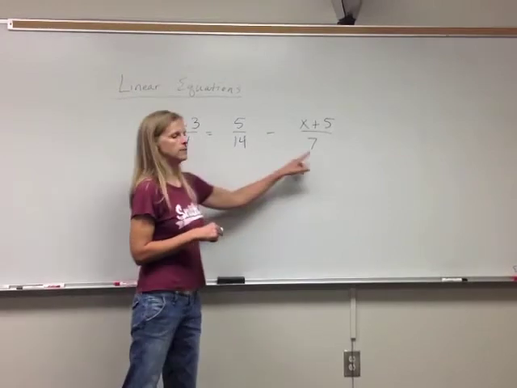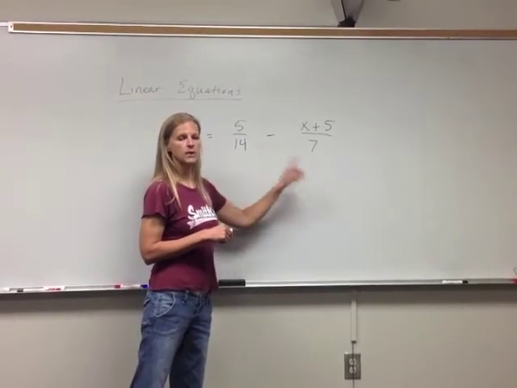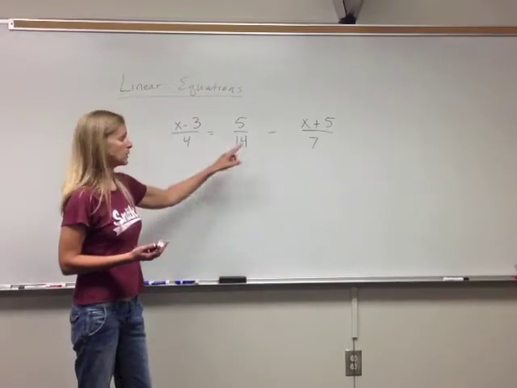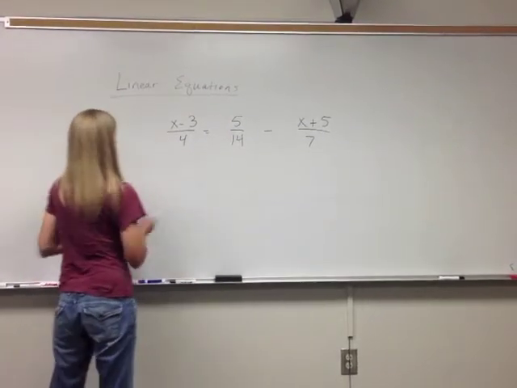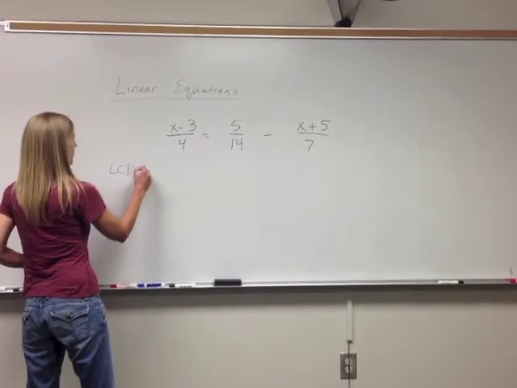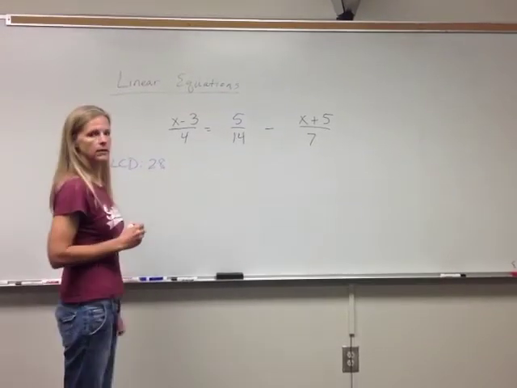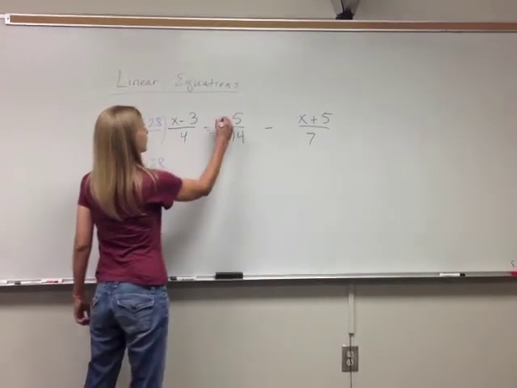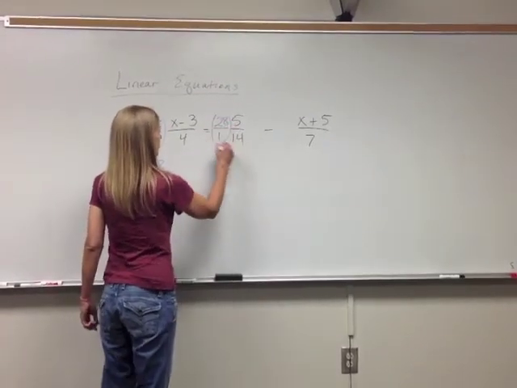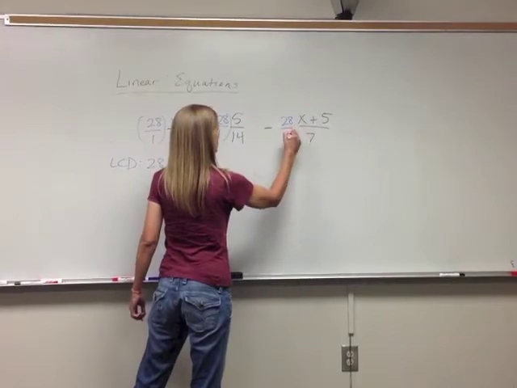Okay, the question is, can I get something smaller? Let's try 4 times 7. Okay, 4 times 7 is 28. Does 14 go into 28? Yes, it does. And so our least common denominator for this problem is going to be 28. Okay, again, that means I am multiplying every single term by 28.